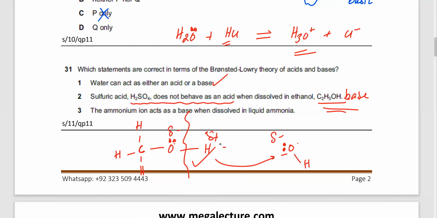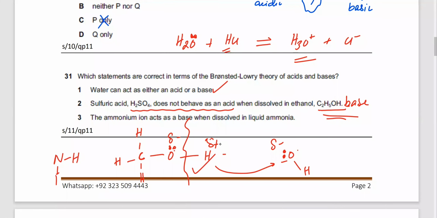Is that clear? Yes. The last part is: the ammonium ion acts as a base when dissolved in liquid ammonia. The ammonium ion is never going to act as a base because it can't accept any more H+ ions.